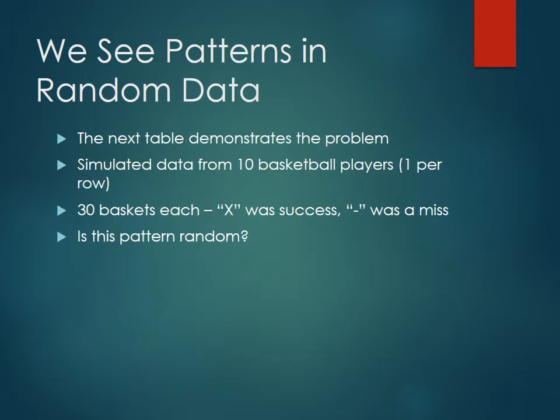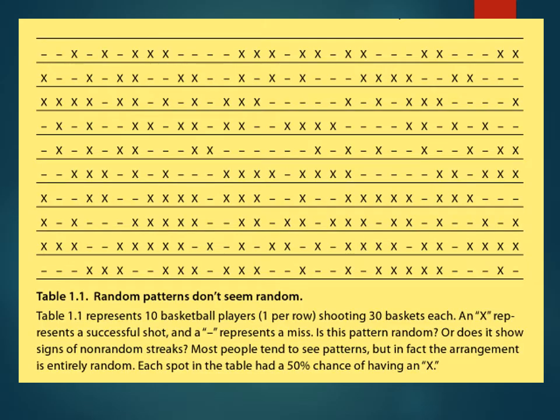So just to give an example of a graph that kind of shows that, there's a table here where you're looking at 10 different basketball players and basically looking at 30 different shots that they had taken. So an X would be a success, and a negative is going to be a miss here. And so if you're looking at it, does anyone see a pattern?